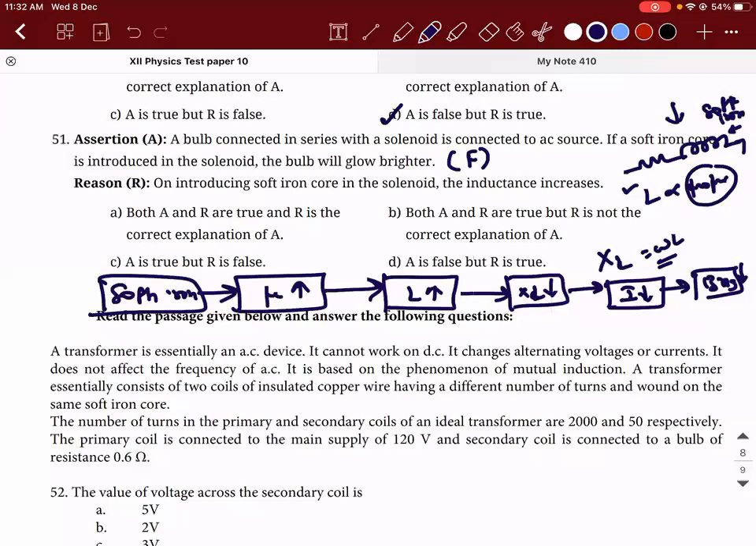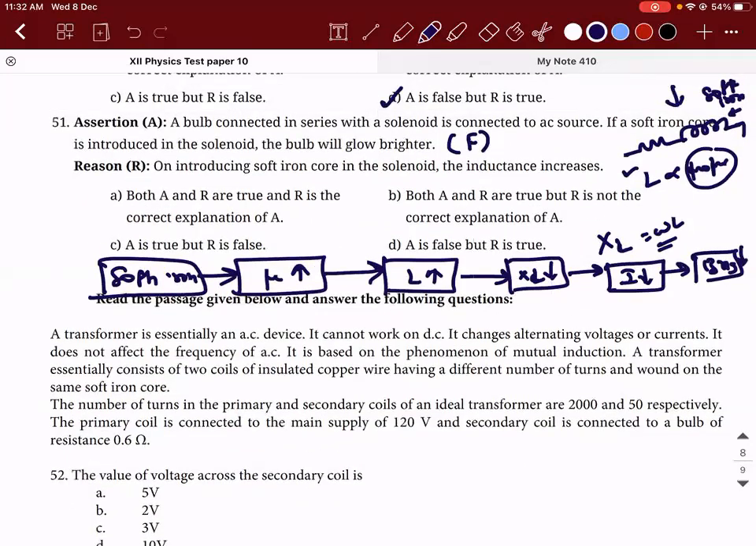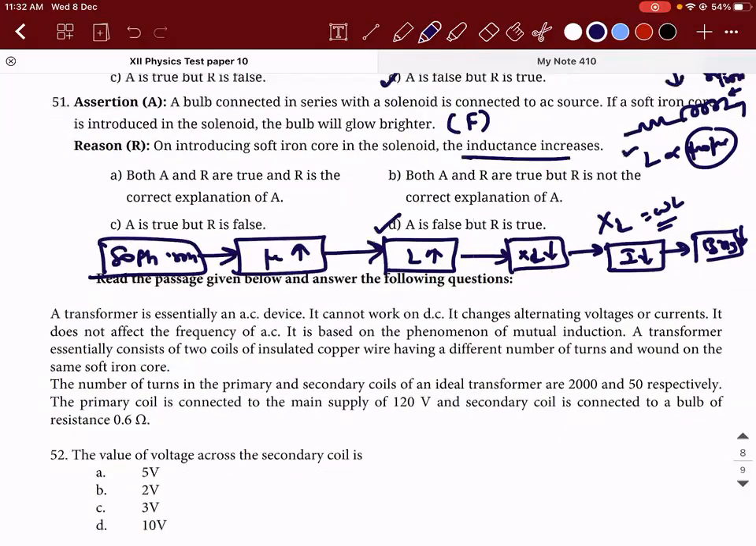Okay, sir. Got it? So dielectric is inserted, what will happen? Since you asked me, I'll tell this. But before that, let me complete this question. On introducing a soft iron core in the solenoid, the inductance increases. That's what I told you. So A is false, R is true.